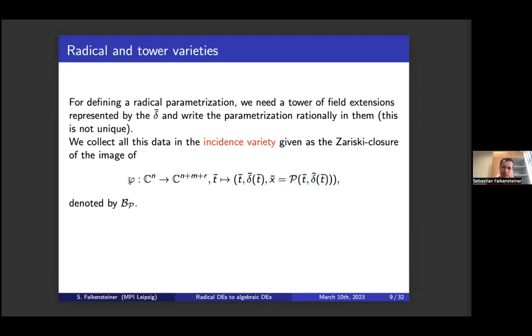Okay, and this gives us a map phi, and we consider the image of this map and take the Zariski closure of this image. This gives us an algebraic set, a variety. It's irreducible. Okay, and this incidence variety we will write as BP.